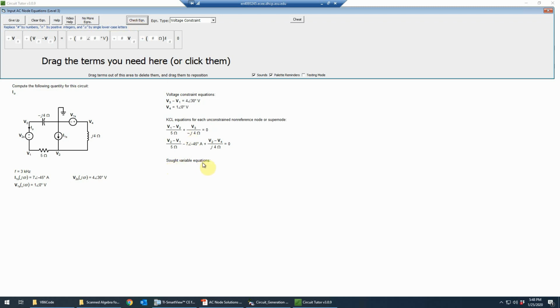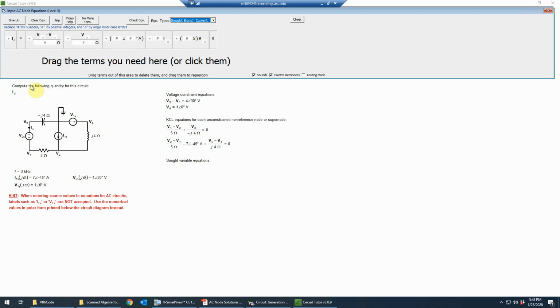Next, we have to do a sought variable equation for a sought branch current that goes through a single circuit element. So we'll select sought branch current from the menu. And then we have I naught equal to. And now, being the current of a voltage source, we cannot find that directly because remember that the current through a voltage source is whatever it needs to be in a circuit. And that's determined by the rest of the circuit, not by the source. The source only fixes its voltage, not its current, because it is a voltage source.